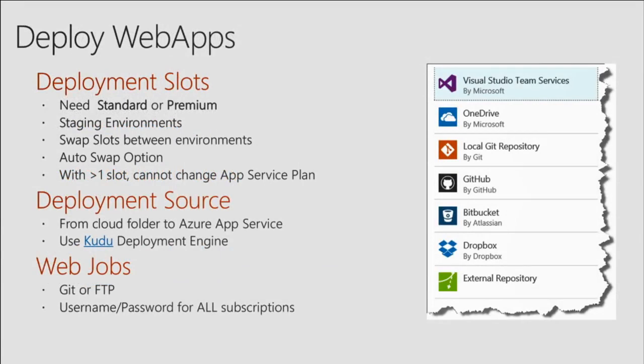Deployment slots. Understand what deployment slots give you. What do you get in standard, what do you get in premium. How you swap the slots between each individual environment. What you get with more than one slot, be aware that you cannot change the app service plan. If you've got only one slot, you can change your app service plan. If you've got more than one deployment slot, you have to scale it back down to change the service plan.